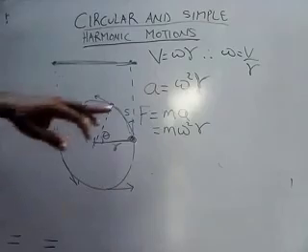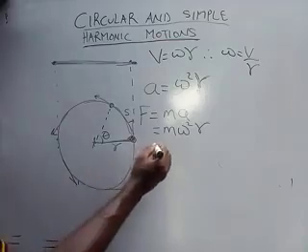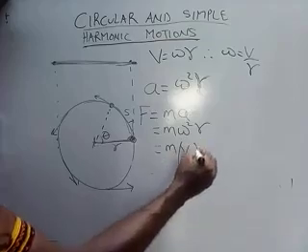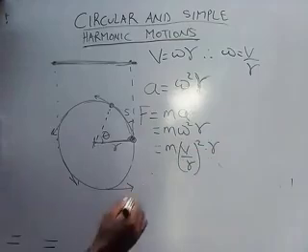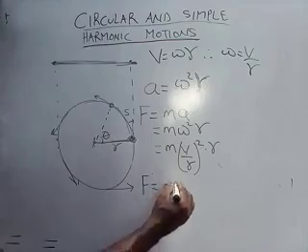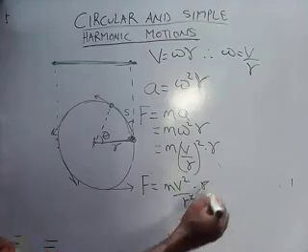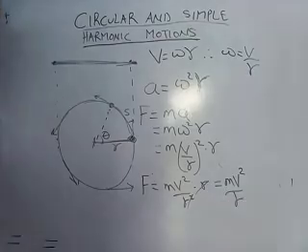So using v over r for omega, omega square will be v over r all squared, multiplied by r, which will give us the force on a circular body: M v square over r square times r. One of the r's cancels, giving M v square over r. So this is our circular force.